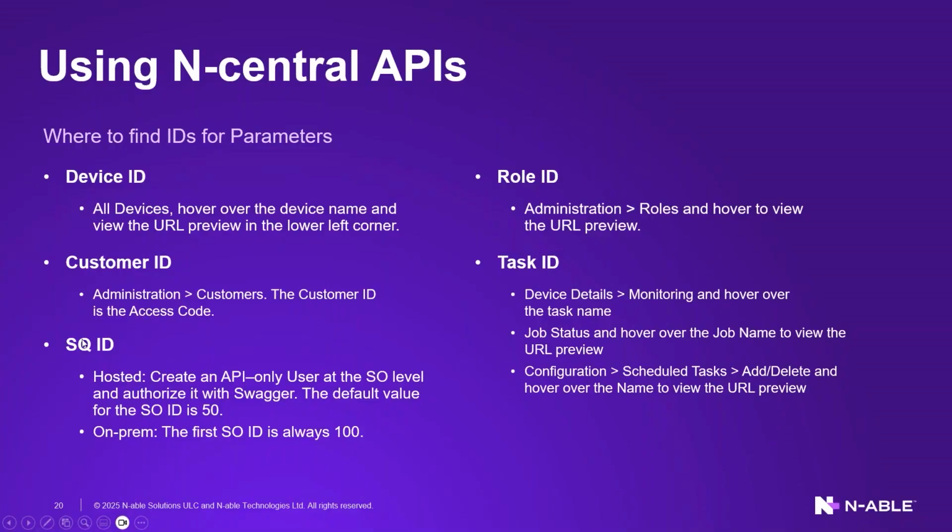If you're using an SOID, and it should be an SOID, not an SQID, apologies for the typo, the default SOID on hosted environments is 50, and if you're using on-prem, it's always 100. A role ID, if you are using one of the role categories or resources, is under Administration, Roles, and you can hover over that to preview the role ID. The task ID can be found by going to device details, monitoring, and hovering over the task name to see that task ID. In job status, you hover over the job name to view the URL preview, and you'll see the task ID in there. Or if you go to Configuration, Scheduled Tasks, Add and Delete, and hover over the name, you can view it using that as well.